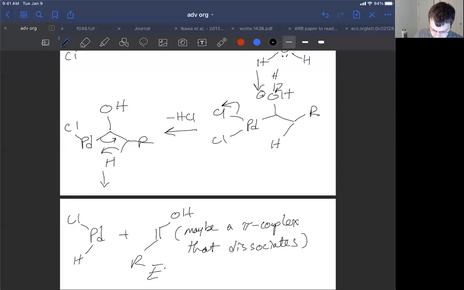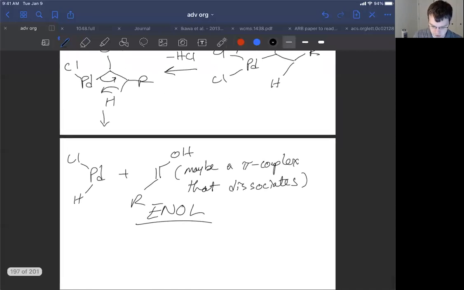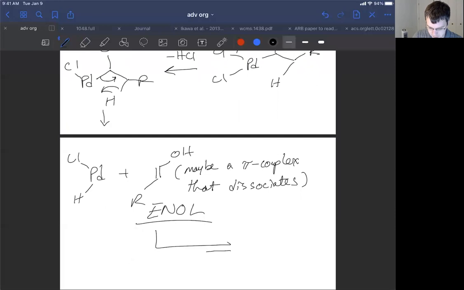What I want you to recognize about this structure is that after we undergo the beta hydride elimination, we form an enol. And enols exist in an equilibrium that favors formation of the keto form, which is going to be our desired product. So the keto form. Now, what's interesting about this product is there's a few mechanisms for it.